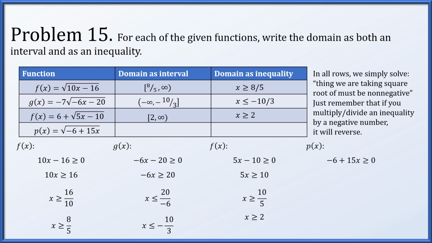Finally, for p of x, the thing under the radical must be bigger than or equal to 0. Add 6 to both sides, divide by 15, simplify as necessary, and we have x is bigger than or equal to 2/5, so there's our inequality. And as an interval, it will start at 2/5 included, and then go off to the right.